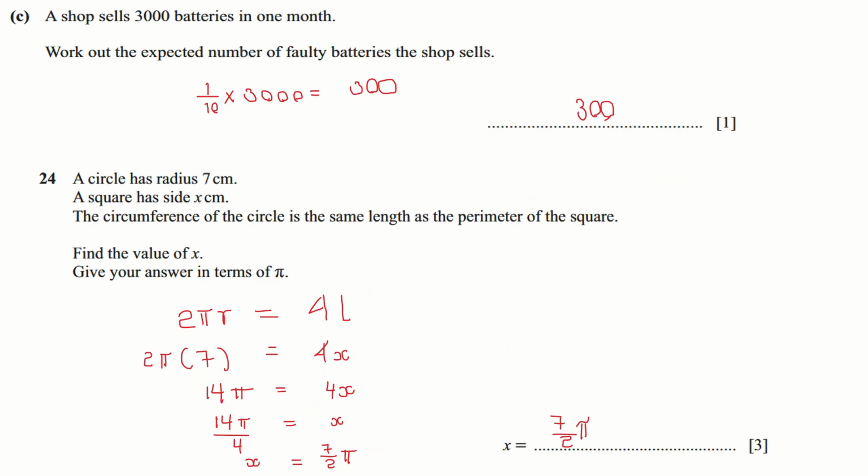C. A shop sold 3,000 batteries in 1 month. So as we know, there are 3,000 batteries in 1 month, and the probability of a faulty battery is 1/10. We multiply 1/10 by 3,000. We got 300 batteries that are faulty.